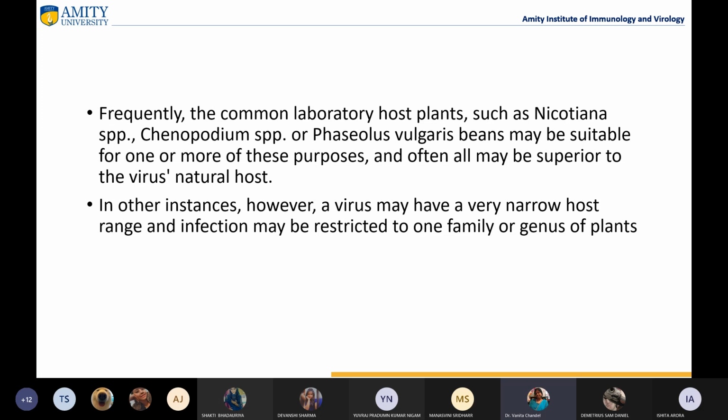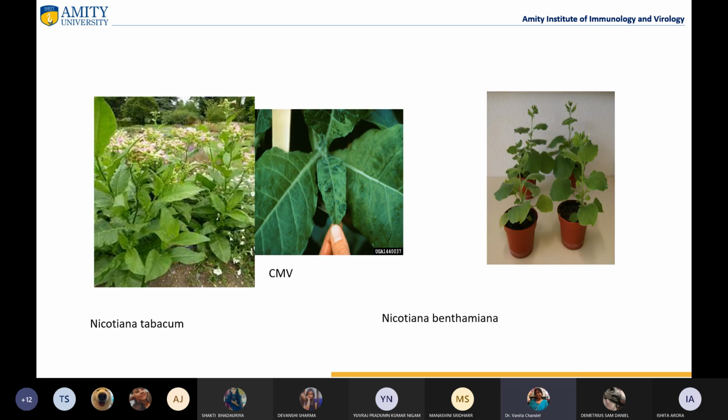In other cases, some viruses may have a narrow host range and infection may be restricted to one family or a genus of plants. So in those cases, we need to look for those plants only. So these are the common plants such as Nicotiana and tabacum.